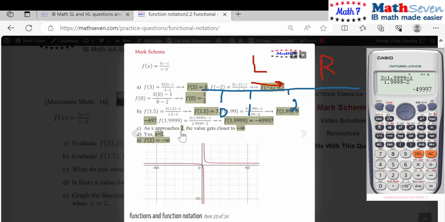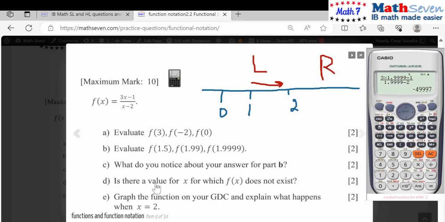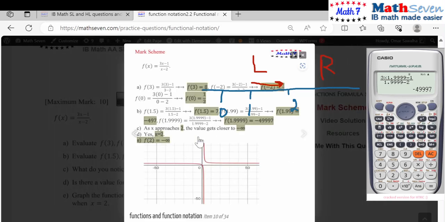As x approaches 2 from the left, and you have to add "from the left" here, the values get closer to minus infinity, just from the left. All right. Now, is there a value for x for which f of x does not exist? Yes, you have 2, when x equals 2. So you're going to write yes, when x equals 2.